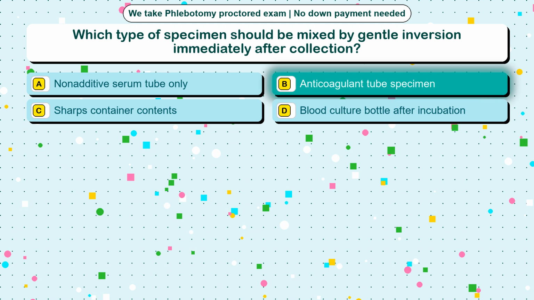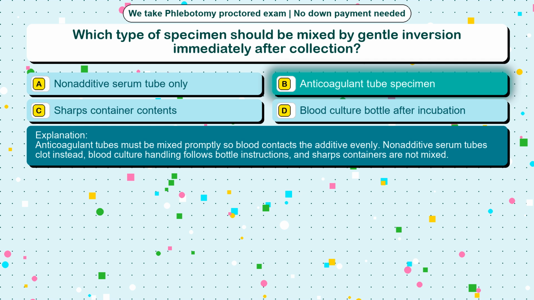The correct answer is option B, anticoagulant tube specimen. Anticoagulant tubes must be mixed promptly so blood contacts the additive evenly. Non-additive serum tubes clot instead, blood culture handling follows bottle instructions, and Sharps containers are not mixed.